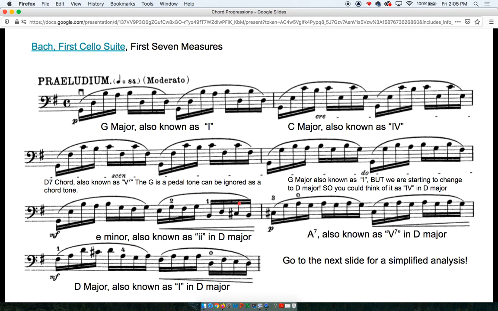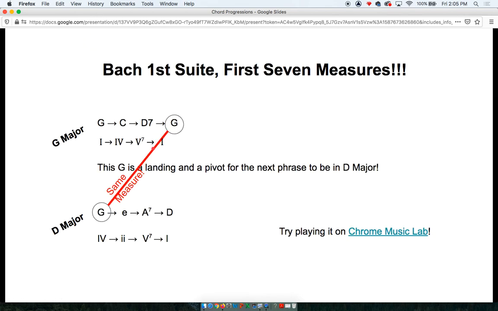Now, here's the Bach First Cello Suite. If you don't know what that sounds like, I'm surprised, but you can find a link right there. Here's a simplified version. So those first couple measures, they go from the G chord to the C chord to the D7, which we could just call D in this situation, to G. And then he starts changing key into D major very quickly right off the bat. So G major, E minor, A7 to D. So you could try playing that on the Chrome Music Lab. Okay, I'll let you play around with that.